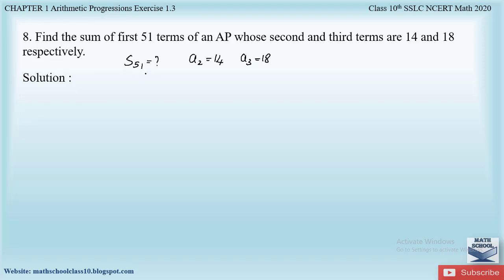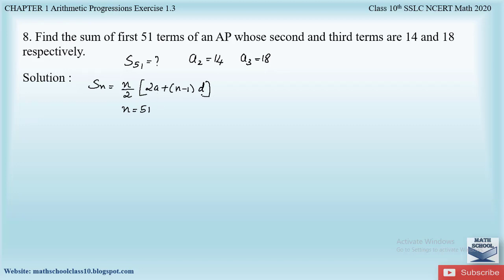To find the sum, since the last term of the AP is not given, we will use the formula Sn is equal to n by 2 into (2a plus (n minus 1) into d). Here, if you notice, the n value is given. Since we have to find the sum for 51 terms, n is equal to 51. The a value is also not given.